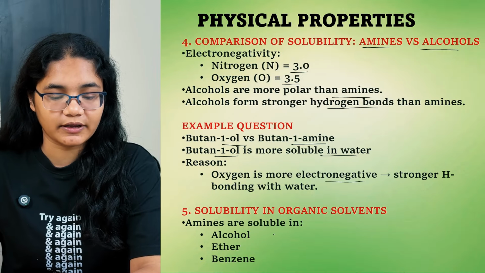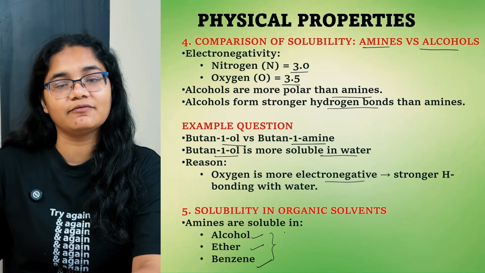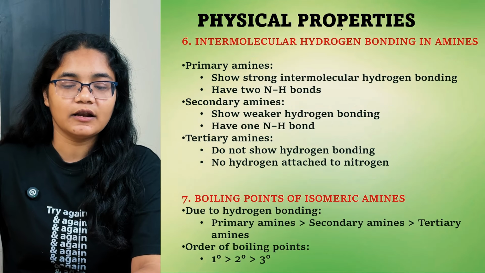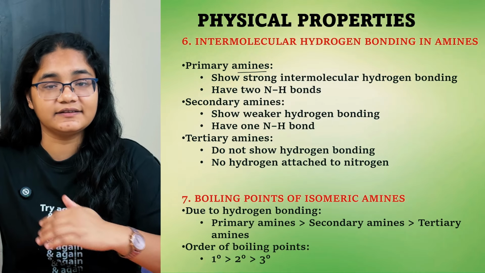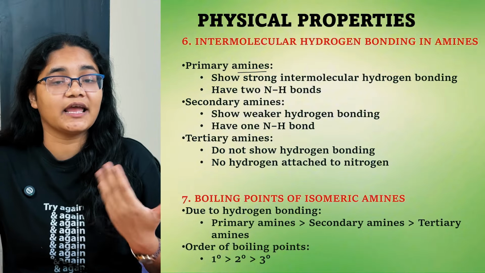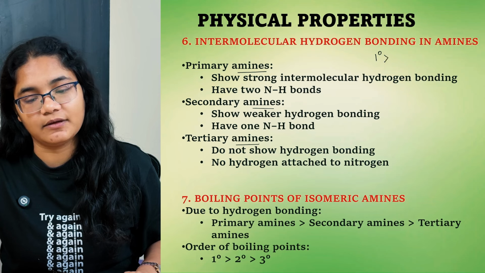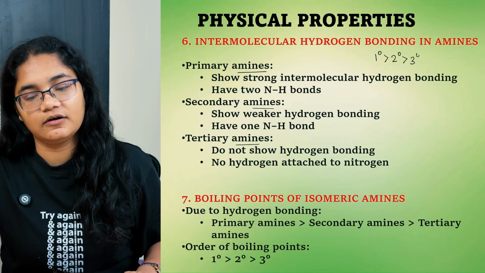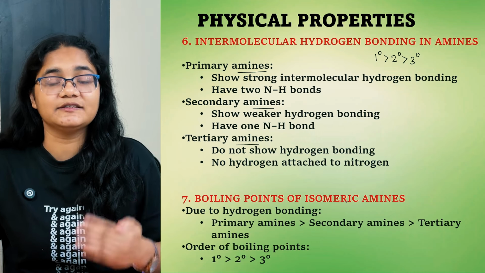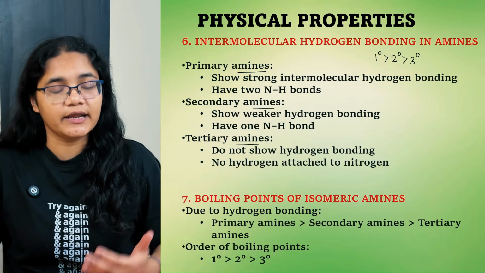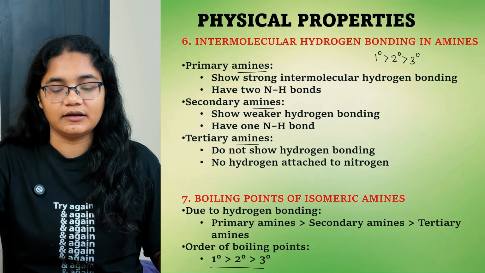Now solubility in organic solvents: we have alcohols, ethers and benzene. In all these, amines are very easily soluble. Now intermolecular hydrogen bonding in amines: primary amines show the highest intermolecular hydrogen bonding because they have more H, then secondary amines, and then tertiary amines. So the order is primary, secondary and then tertiary. Next, the boiling point depends on the intermolecular hydrogen bonding. Since primary amines have stronger hydrogen bonding, their boiling point is more. So the order of the boiling point is primary, secondary and tertiary.